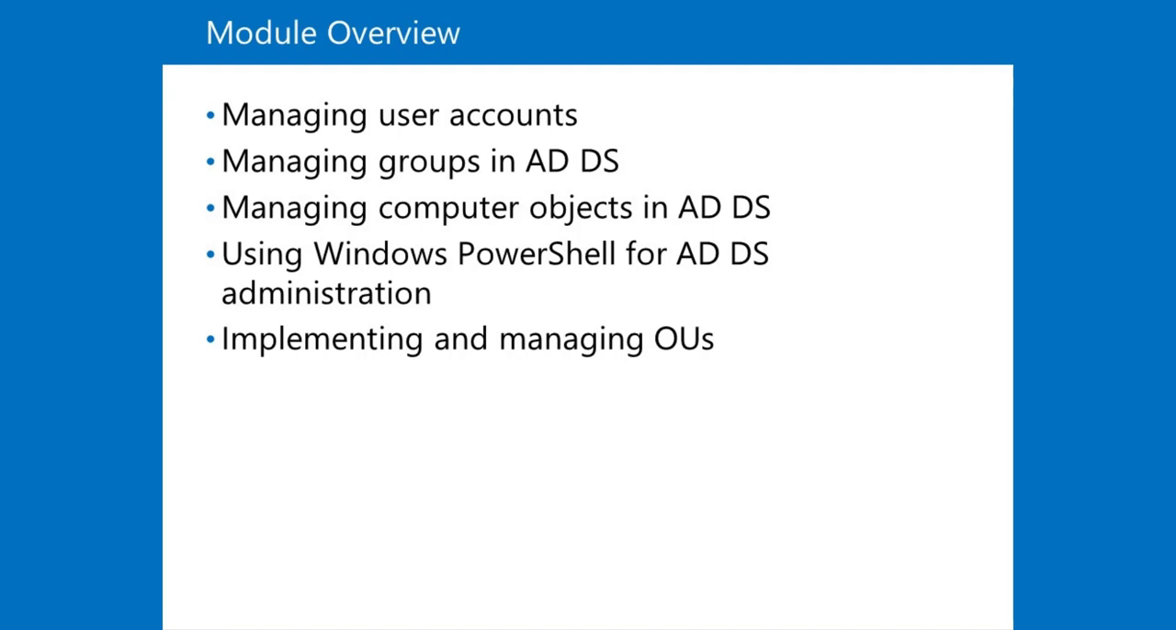This module describes how to use both graphical tools and Windows PowerShell to manage user and computer accounts and groups. It covers how to manage an enterprise network by performing bulk operations to modify object attributes.